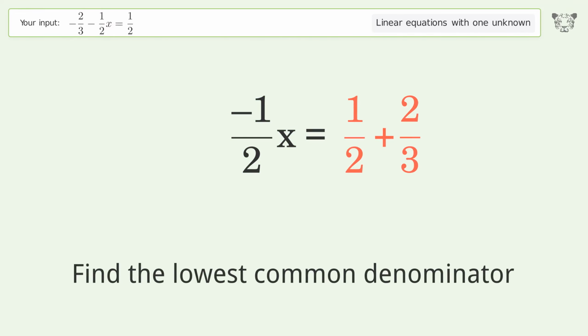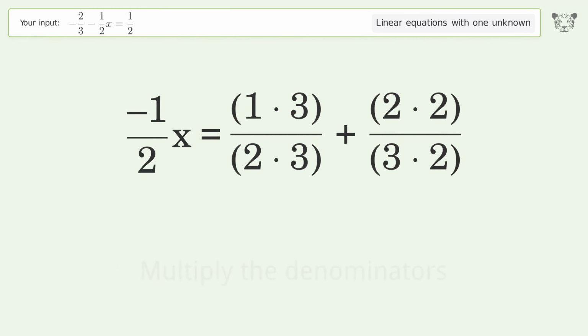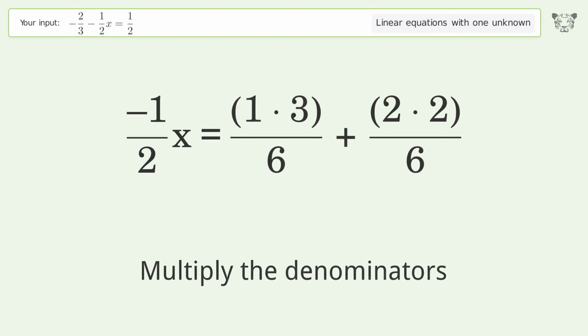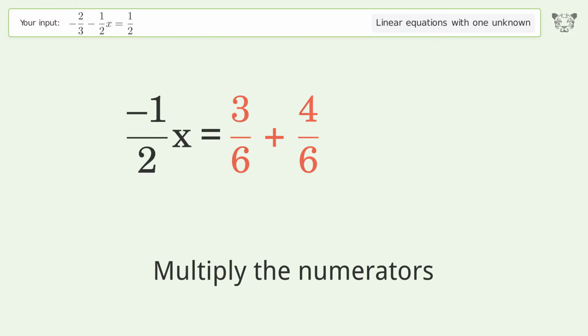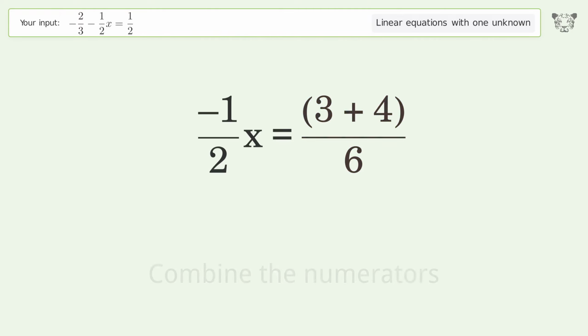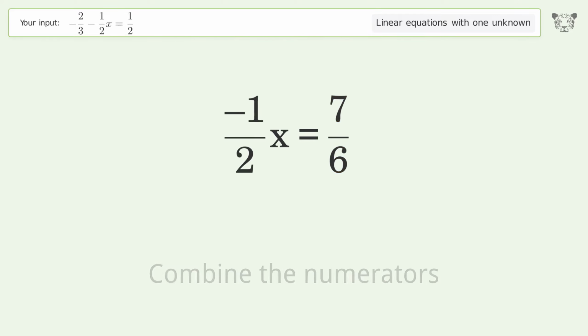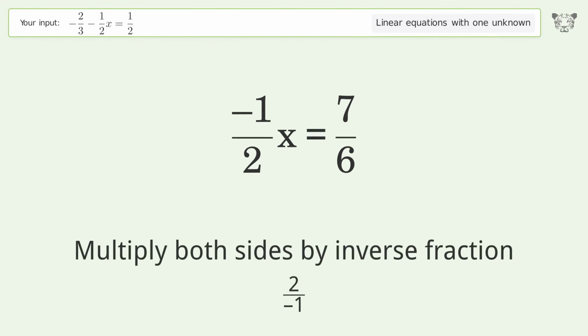Find the lowest common denominator. Multiply the denominators. Multiply the numerators. Combine the fractions. Combine the numerators. Isolate the x. Multiply both sides by the inverse fraction 2/(-1).